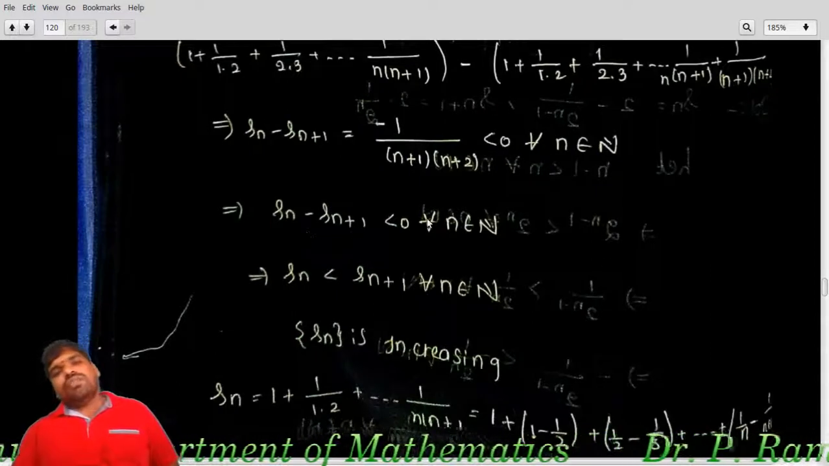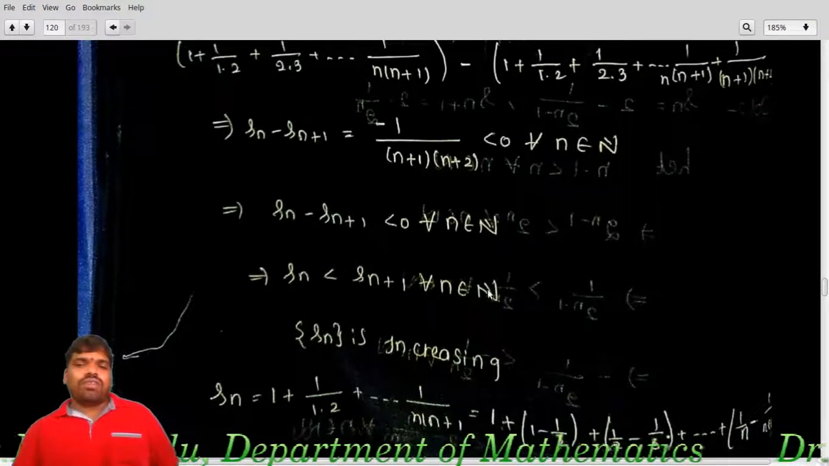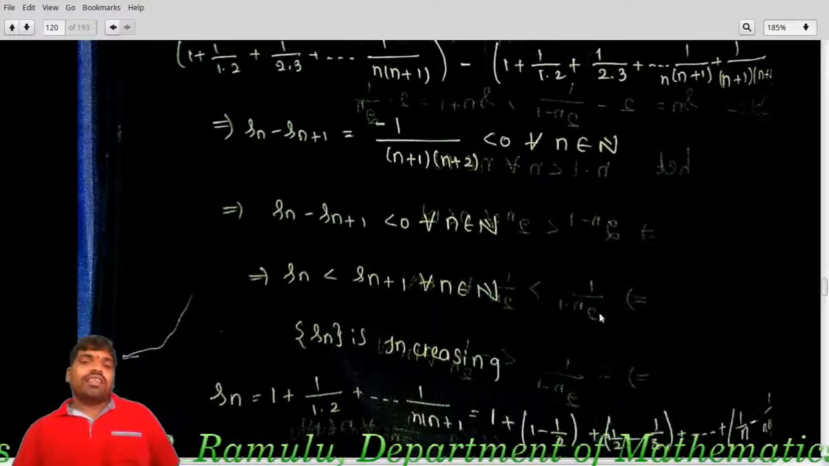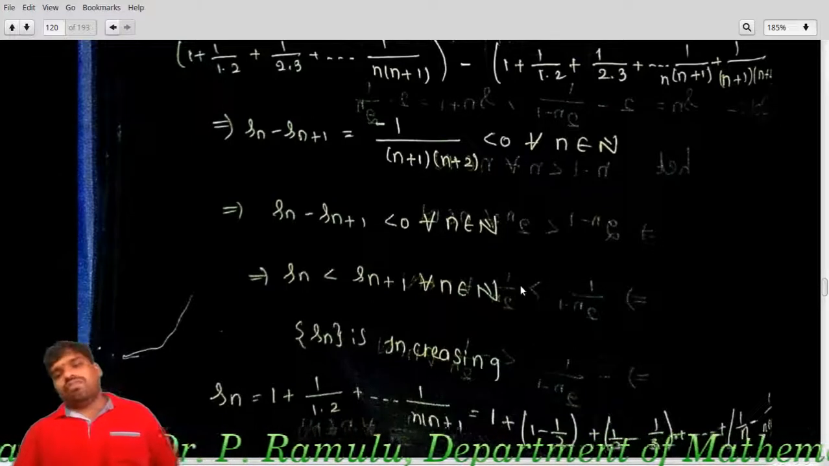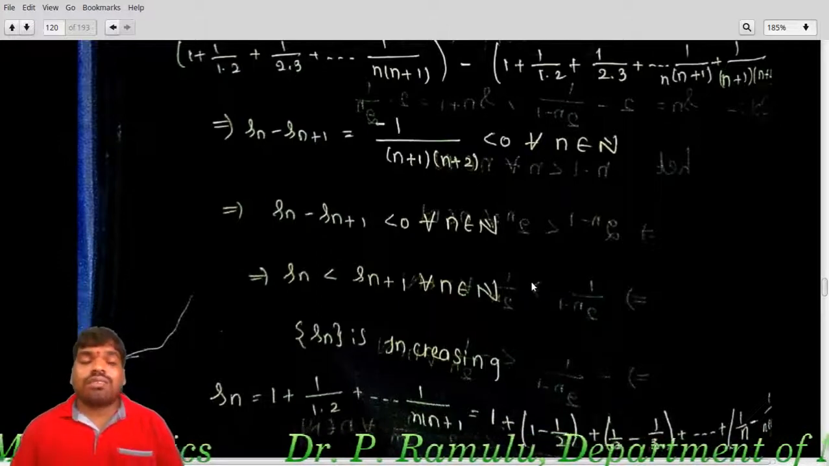Sn is less than Sn plus 1, which is less than 0, for n belongs to N. This implies Sn is less than Sn plus 1 for all n belongs to N. Therefore, Sn is an increasing sequence. Next, I want to show it is bounded above. Then it is bounded and convergent.